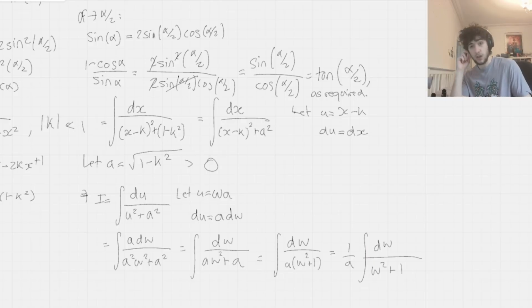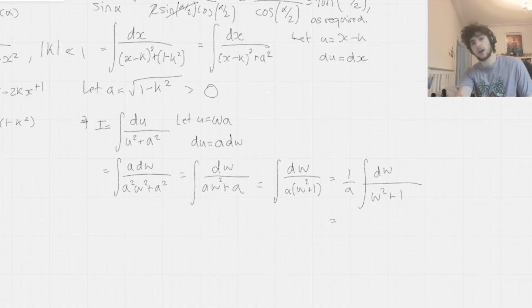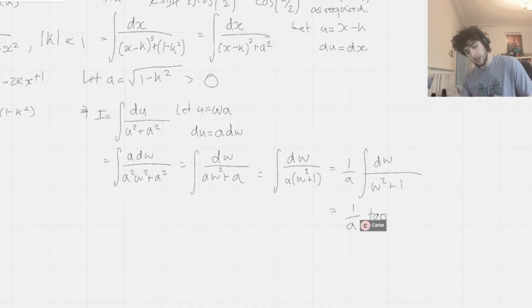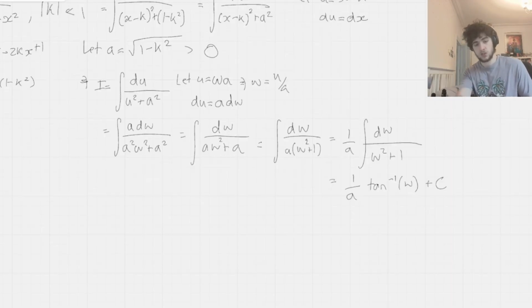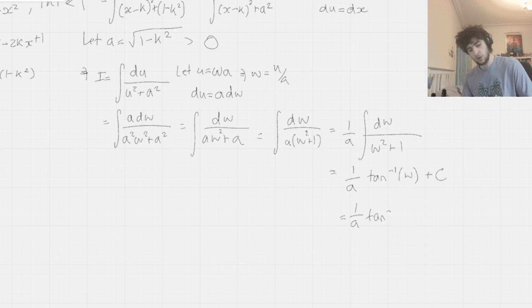This is just arctan of w, which I'm going to assume you know. So effectively this is just going to be 1 over a arctan of w. Now remembering that u is equal to wa, so w is equal to u over a, we can just reintroduce that. Obviously this is also going to be plus c since we have an indefinite integral. So this just gives us 1 over a arctan of u over a plus c.